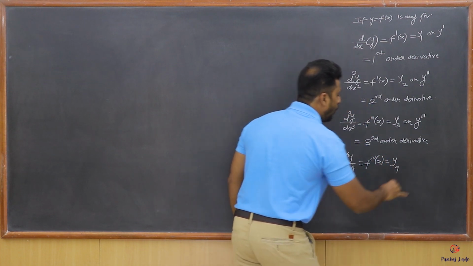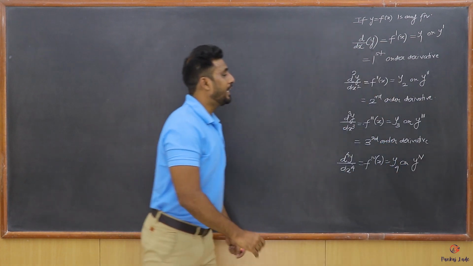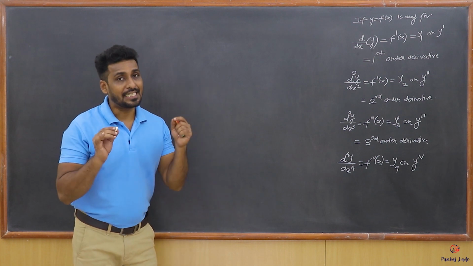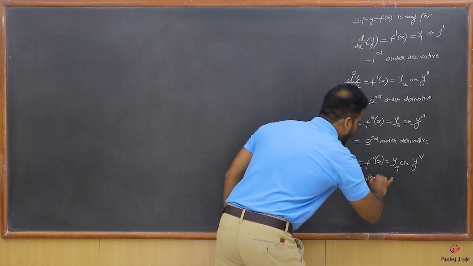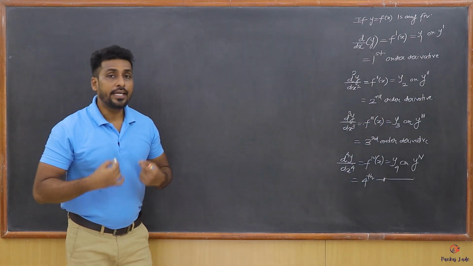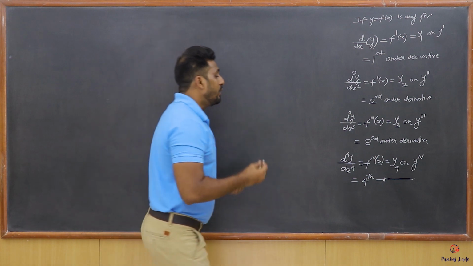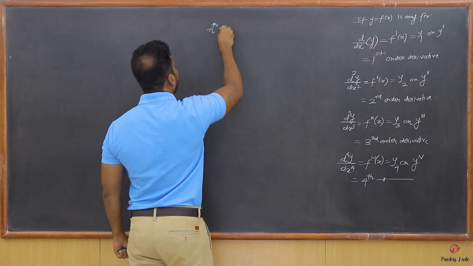This is y4, or I can write y with a 4 on its head. Again, all of these notations mean the exact same thing. This time, this is called the fourth order derivative. So in this way, if I keep on proceeding further, I will reach the nth derivative.